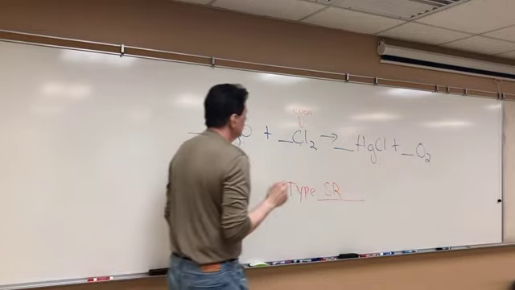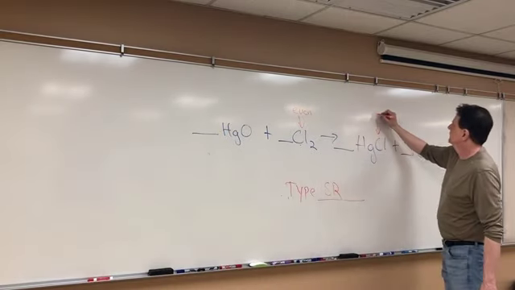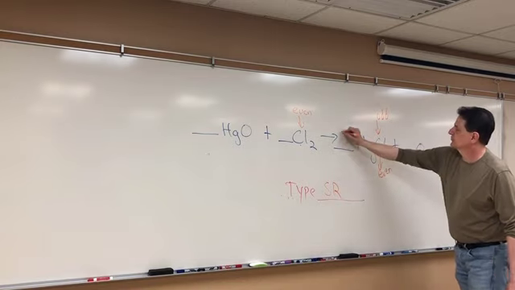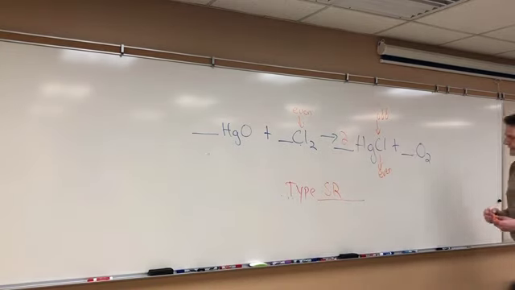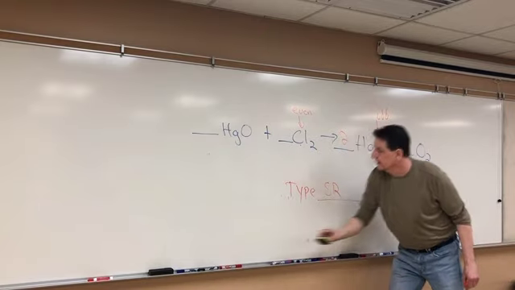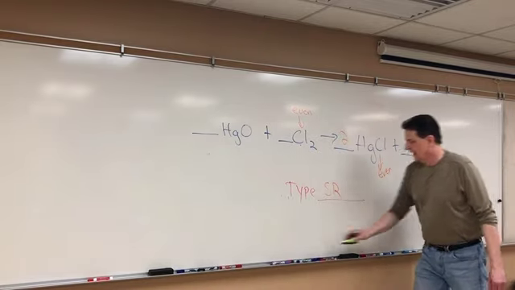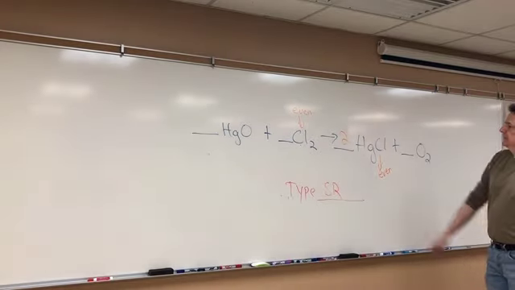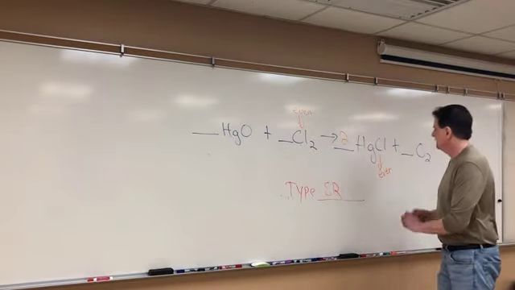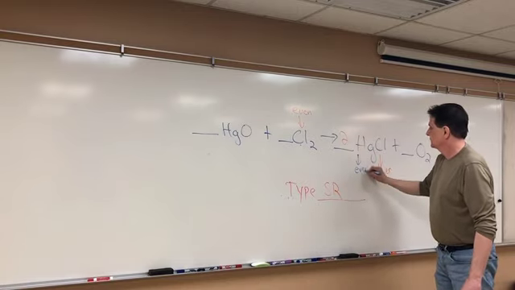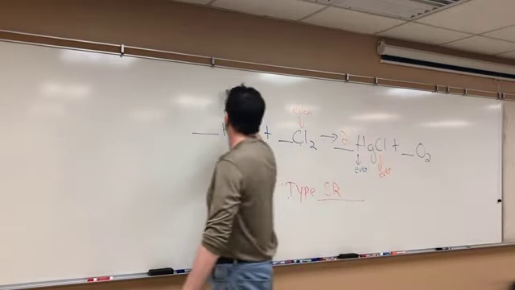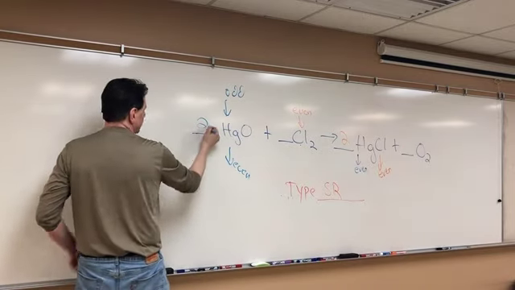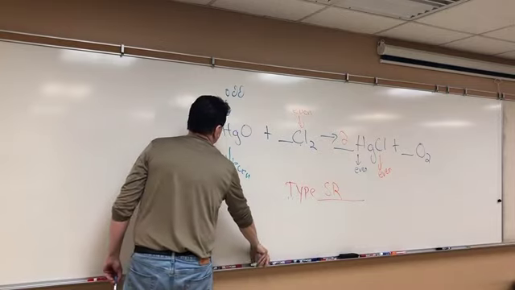I've got chlorine being even, I've got chlorine here being odd. I need to make it even, so I'm gonna stick a 2 out there, and that's gonna make that even, so I can go ahead and get rid of this odd here. Let's see, next, I'm gonna go to mercury. Mercury here is even, mercury over here is odd. I need to make it even. To get even, I need to put a 2 out there, and I can erase this odd.